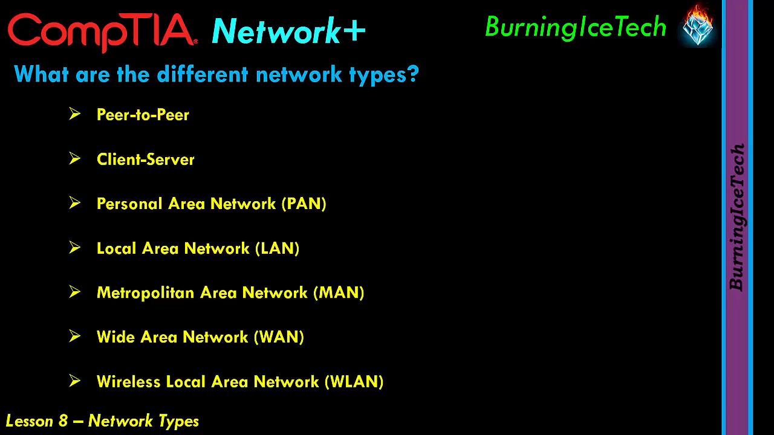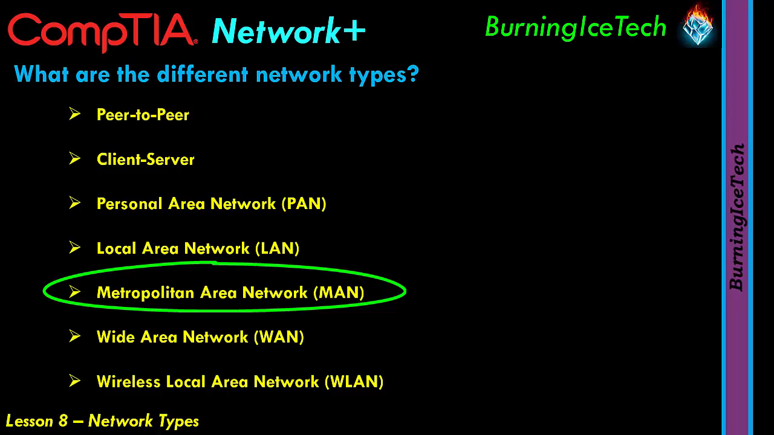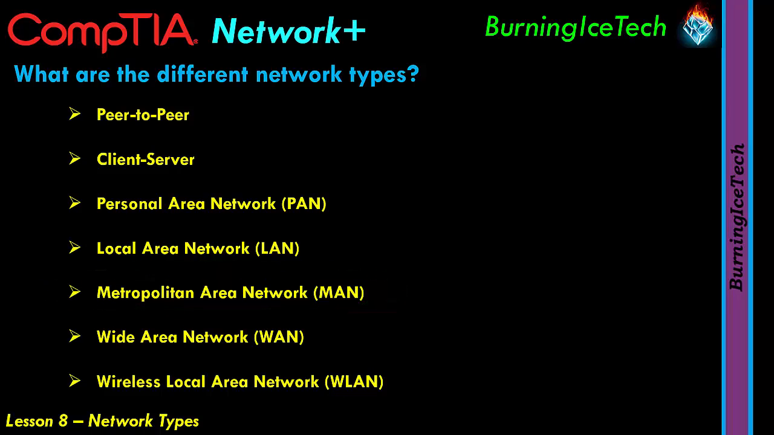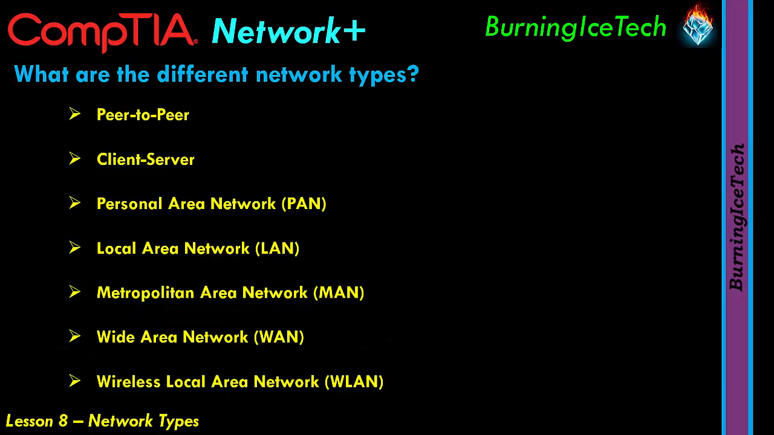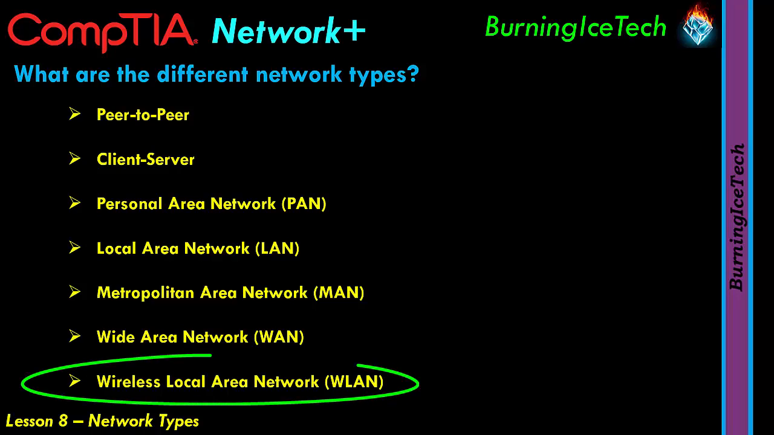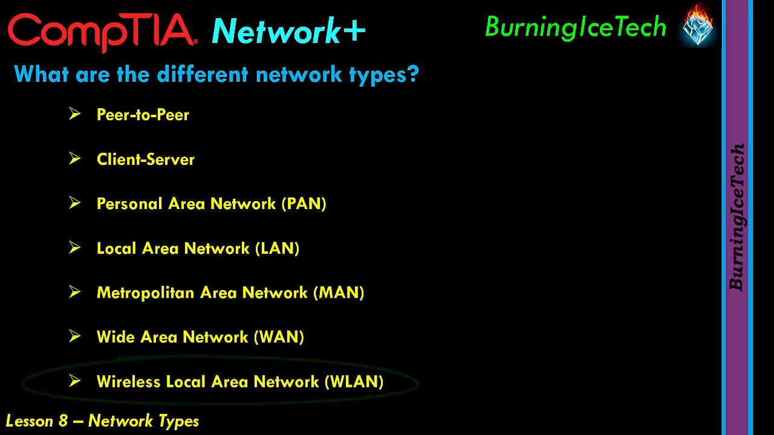Now besides the LAN network, you also get something called a MAN network, or should I say Metropolitan Area Network if you want to use the full name. Then you also get a network called a WAN, or should I say Wide Area Network. And then lastly, folks, you also get a network called WLAN, or as some might say, wireless LAN.